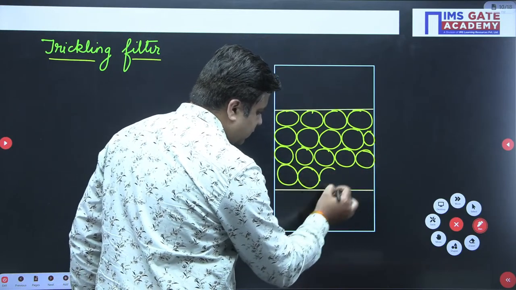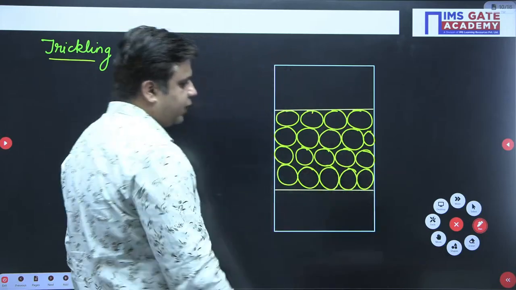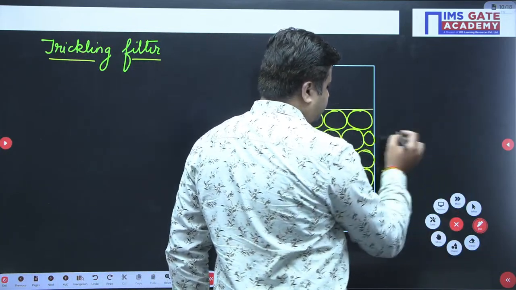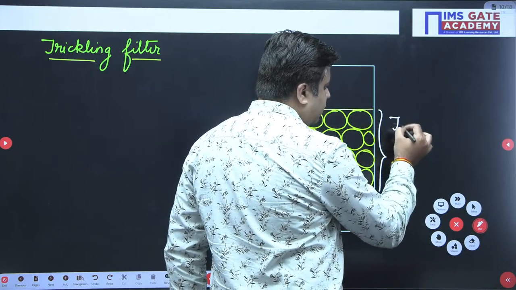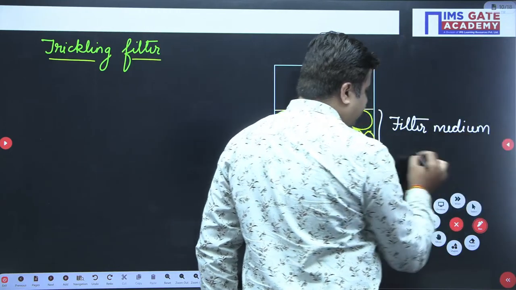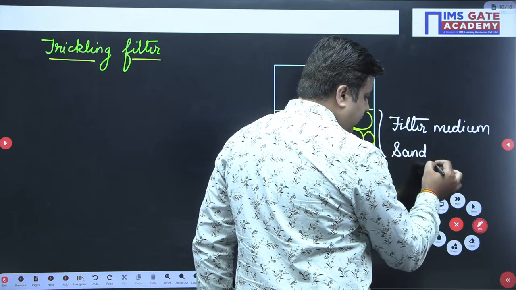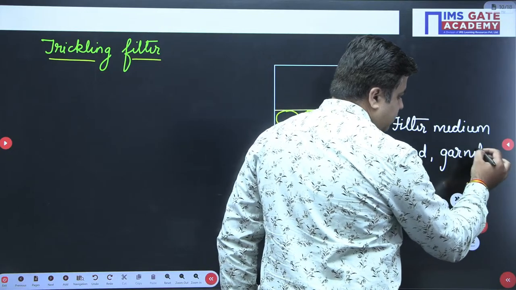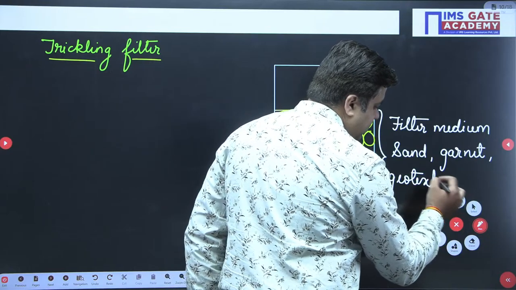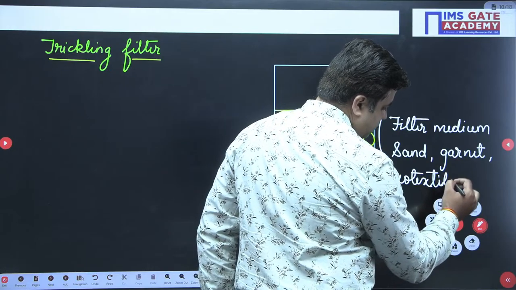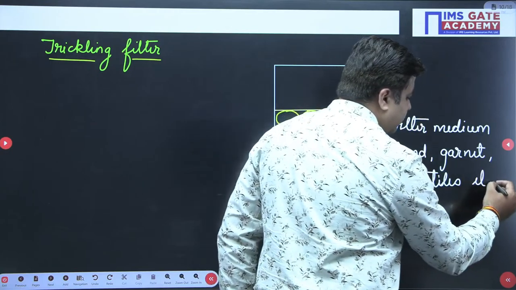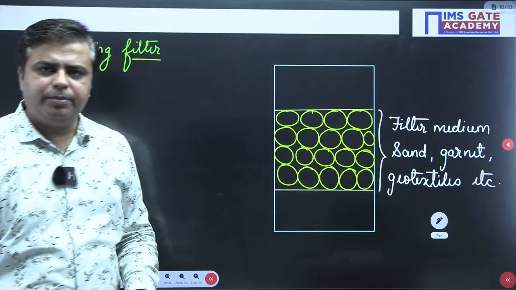Now see what happens. This is the mechanism of the trickling filter. This is my filter medium. It can be made up of sand, garnet, geotextiles, charcoal, etc. There are n number of media nowadays. These are a few important media that I have listed.